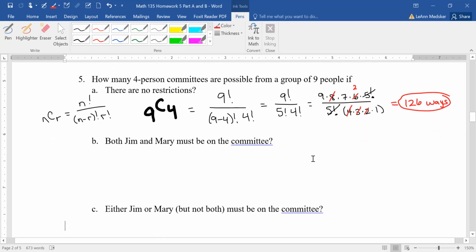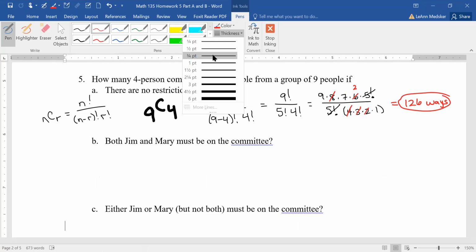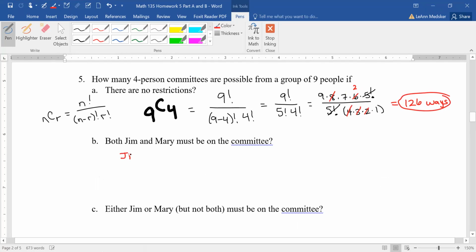Now, if both Jim and Mary must be on the committee, that means that we really aren't choosing all 4 people anymore. So when you have something like this, sometimes people will write it, just depends on your instructor. Like we know we have to have Jim, we know we have to have Mary, and we need 2 others. Randomly, don't care who the other 2 are. Well, Jim is 1 person out of the group and we're choosing him, so 1 choose 1. Mary is 1 choose 1, because we're picking them. We can't pick anybody else. They specifically have to be on there.